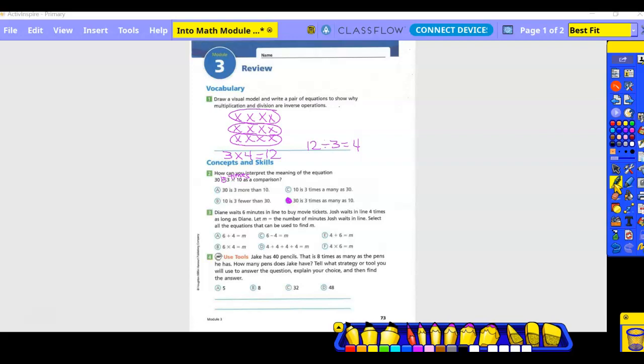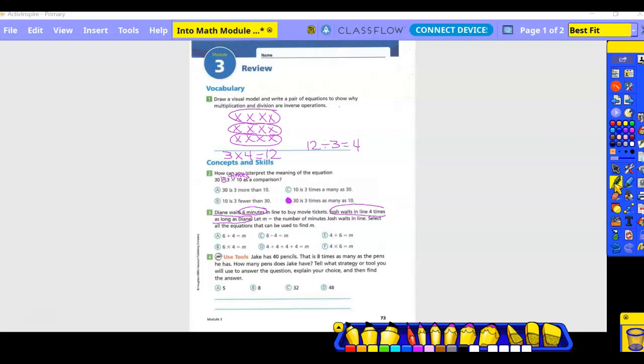Number 3: Diane waits 6 minutes in line to buy a movie ticket. Josh waits in line 4 times as long as Diane. Let M equal the number of minutes Josh waits in line. Select all the equations that can be used to find M. So let's pull out our information real quick. 6 minutes, Josh waits 4 times as long as Diane. They want to know the ones that can be used to find M.